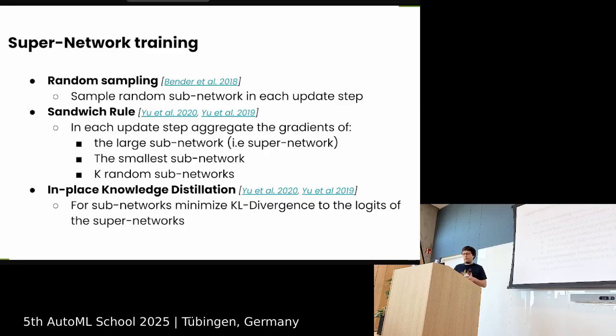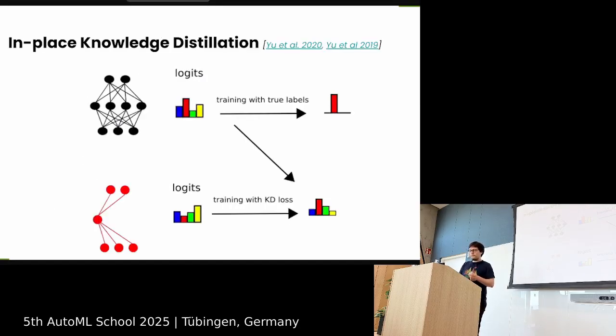And then another thing is called in-place knowledge distillation. Here, essentially, the idea is that you somehow regularize your subnetworks so that they are closer to the predictions of the supernetwork.